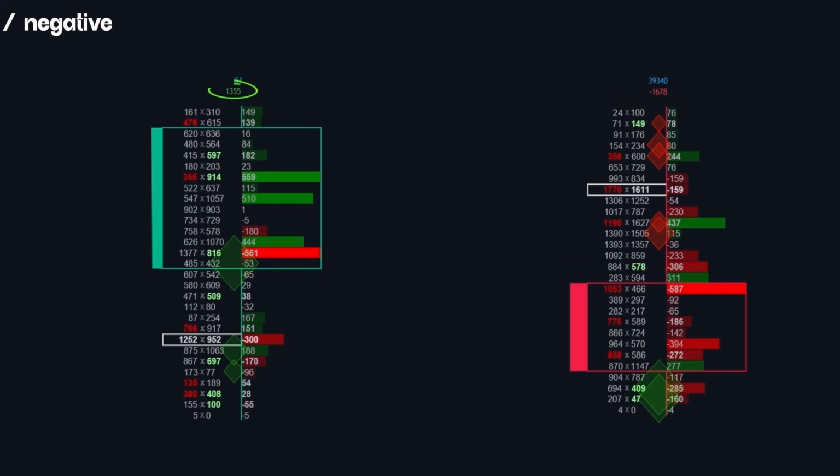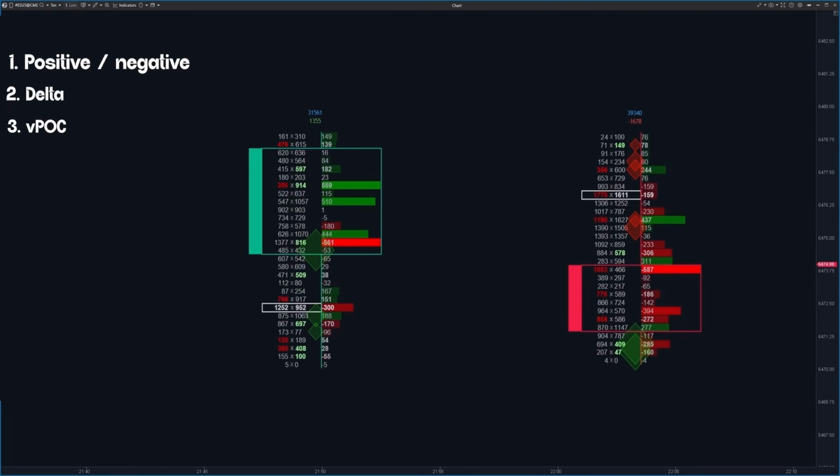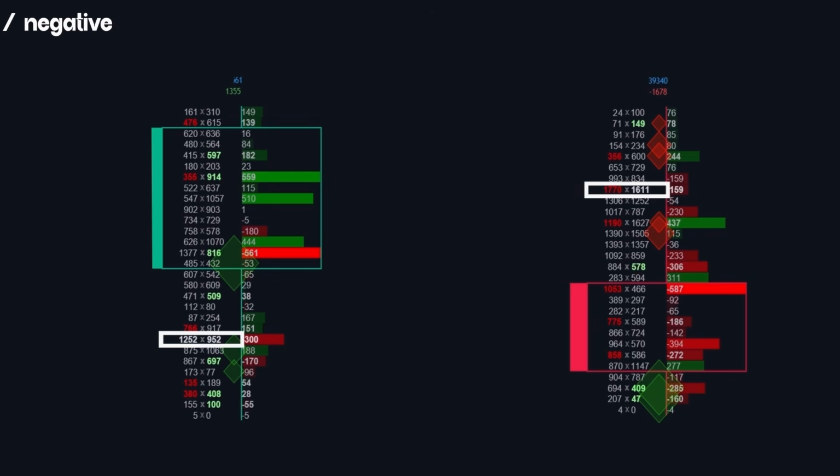For longs, you need a significant positive bias like plus 1355. For shorts, you need a substantial negative delta like minus 1678. Third condition, VPOC, this white rectangle with peak trading volume. For longs, your candle must close above it. For shorts, below it, no exceptions.